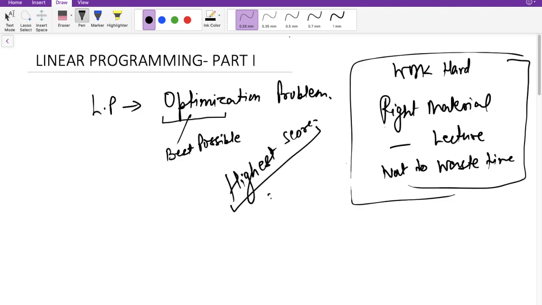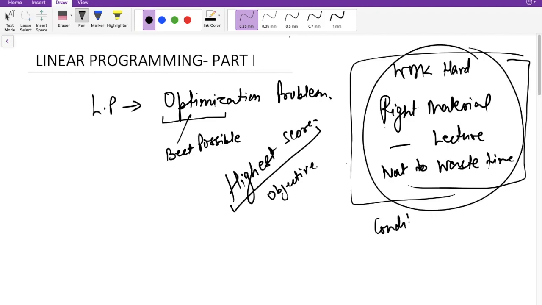So this highest score is your objective, and these are the conditions, which are also known as constraints, which are to be satisfied. It means you have a set of conditions. You need to satisfy these conditions so that you can achieve your objective. That is the meaning of an optimization problem. In an optimization problem, you have an objective function which has to be attained subject to certain conditions. I hope it is now very clear to you what we mean by an optimization problem.